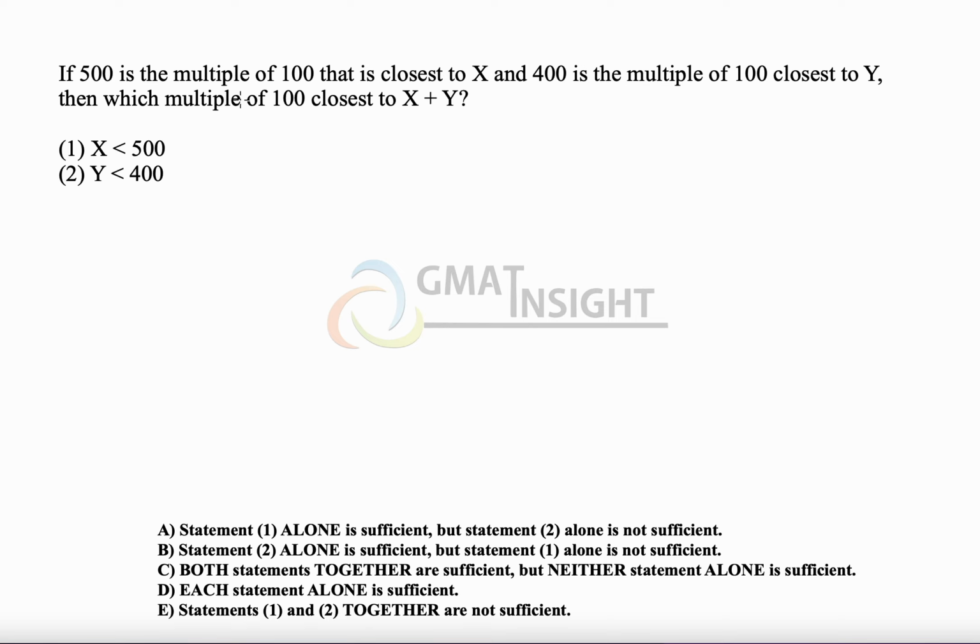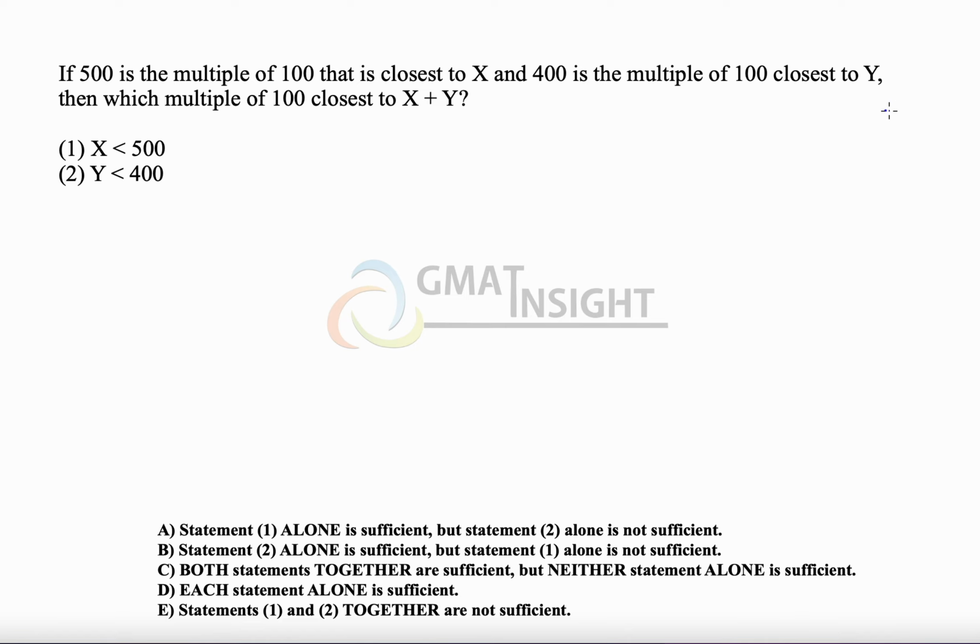If 500 is the multiple of 100 that is closest to x. Okay, first of all we need to decode such lines. So this is a question in which we need to understand how exactly the approximation, the rounding off to the nearest multiple of 100 happens. Let me just quickly explain the very basics of it.